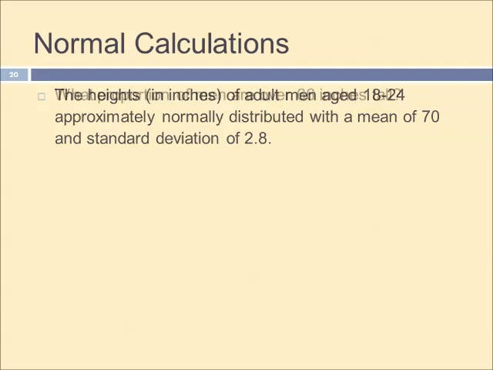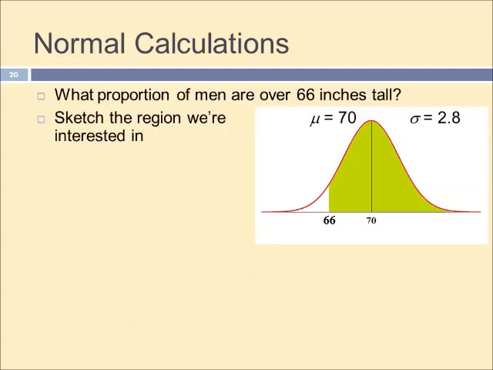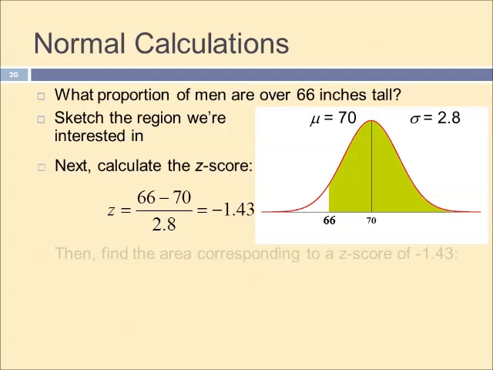Okay, we'll use the same setup here and ask what proportion of men are over 66 inches tall. So first sketch the region we're interested in. 66 is less than 70, so the area we're interested in, the green area, is from 66 on. So again, we calculate the z-score. 66 minus 70 divided by 2.8. So that tells us that 66 is minus 1.43 standard deviations from the mean. The negative indicates that it's to the left of the mean.